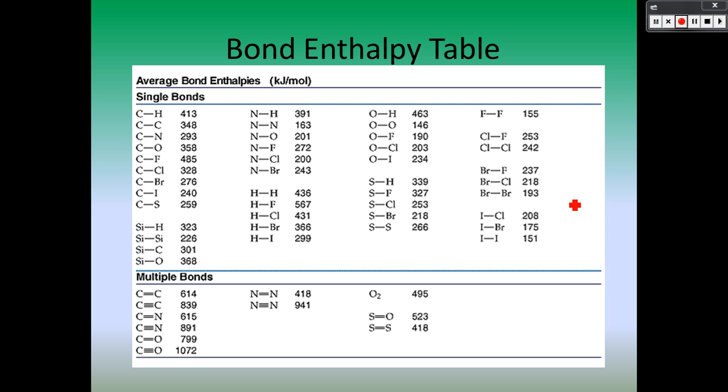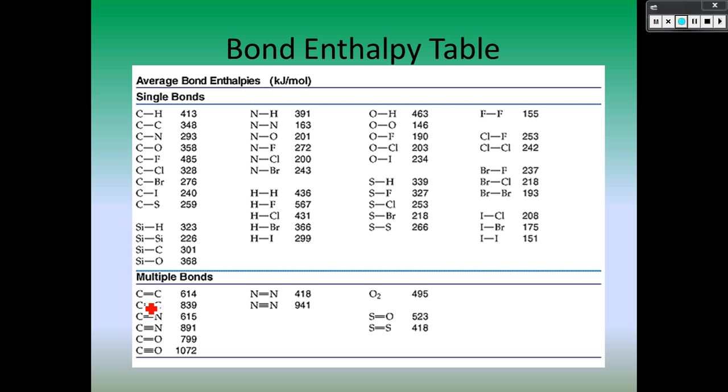Bond enthalpy table. There's not one in your book, but this is how much energy it takes to break different bonds. It's organized by compound, but notice that these are all single bonds and these are all multiple bonds.